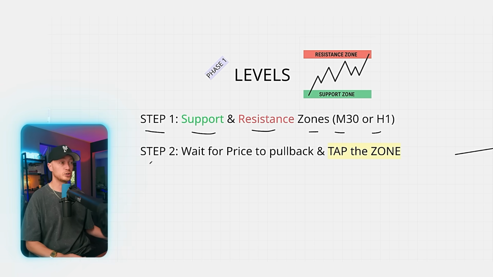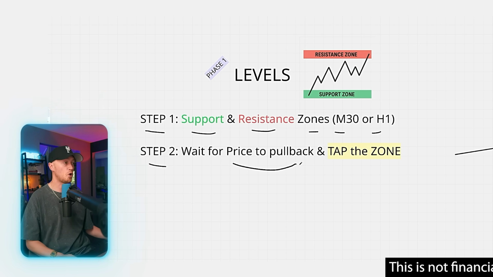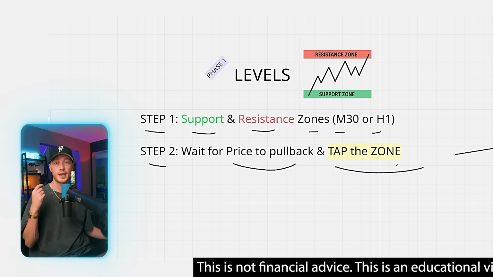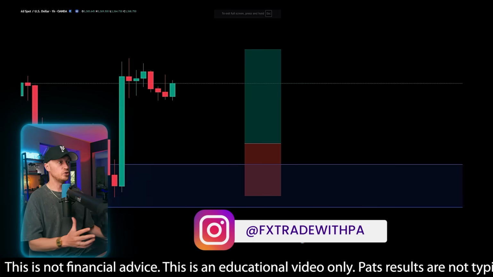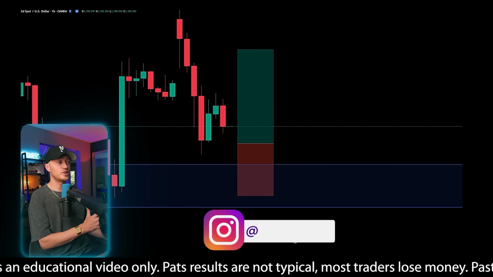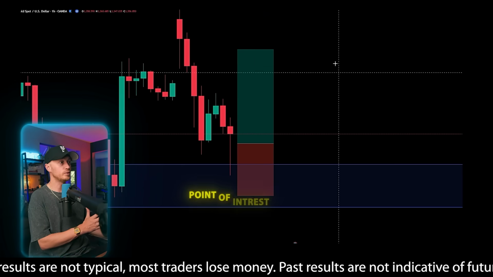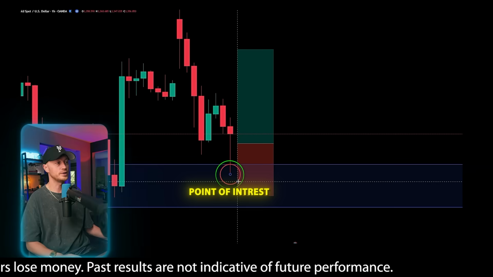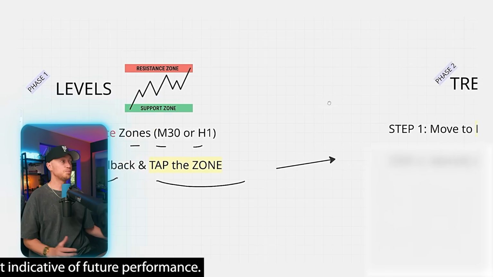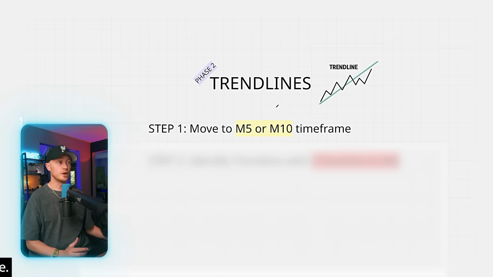Now for step number two, we just want to wait for price to pull back and tap into that zone, that point of interest. So as I zoom in here, you can see that's exactly what's happening as price is coming down and it's tapping into our point of interest. So this brings us all the way to phase number two.